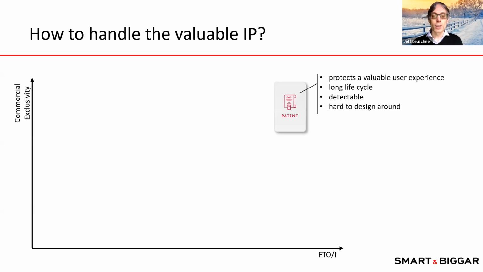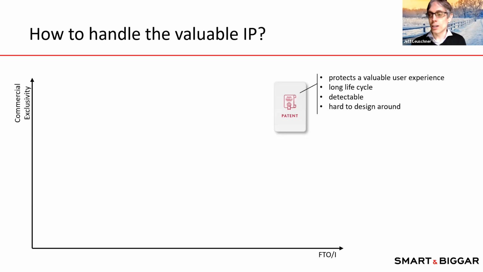So we're talking about mapping these different IP rights to business objectives. We've said a patent can look good from a freedom to operate and a commercial exclusivity perspective, but you're not going to just get a patent on anything. You really got to have some tight criteria, because it's going to be expensive to get a patent. The patent's got to protect your user experience. It's got to have a long life cycle. It's got to be detectable if someone's infringing, and you've got to be able to do it in a way that's going to be hard to design around.